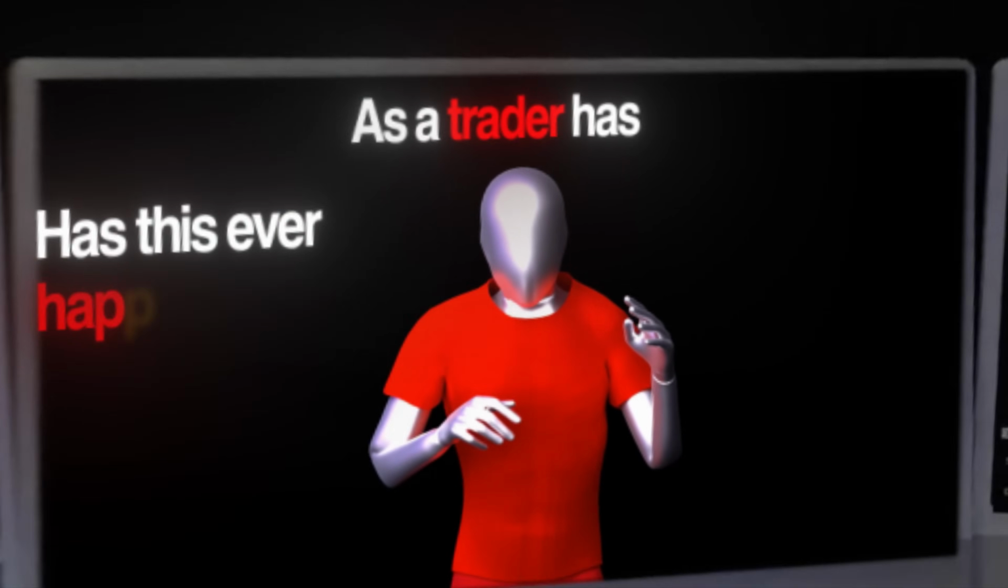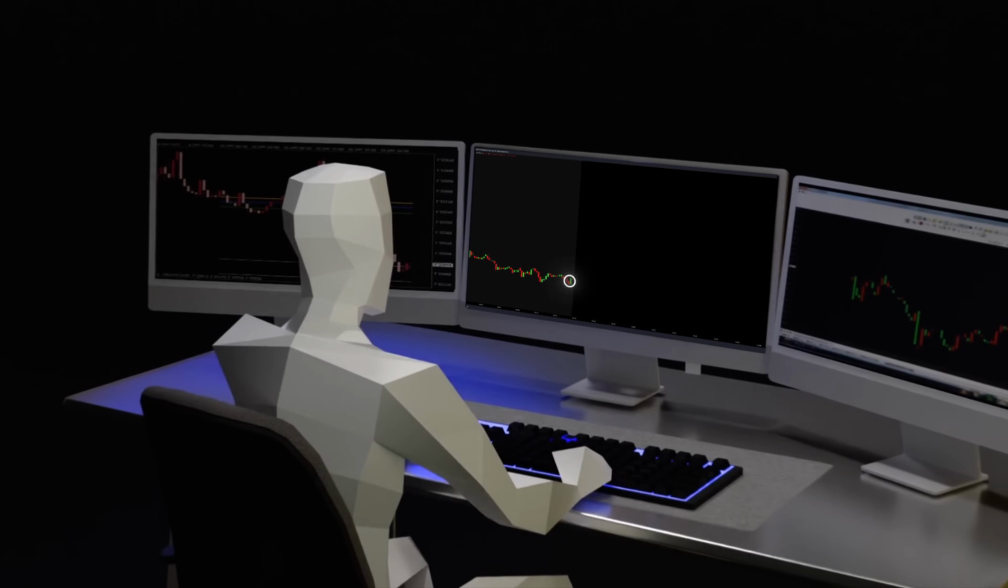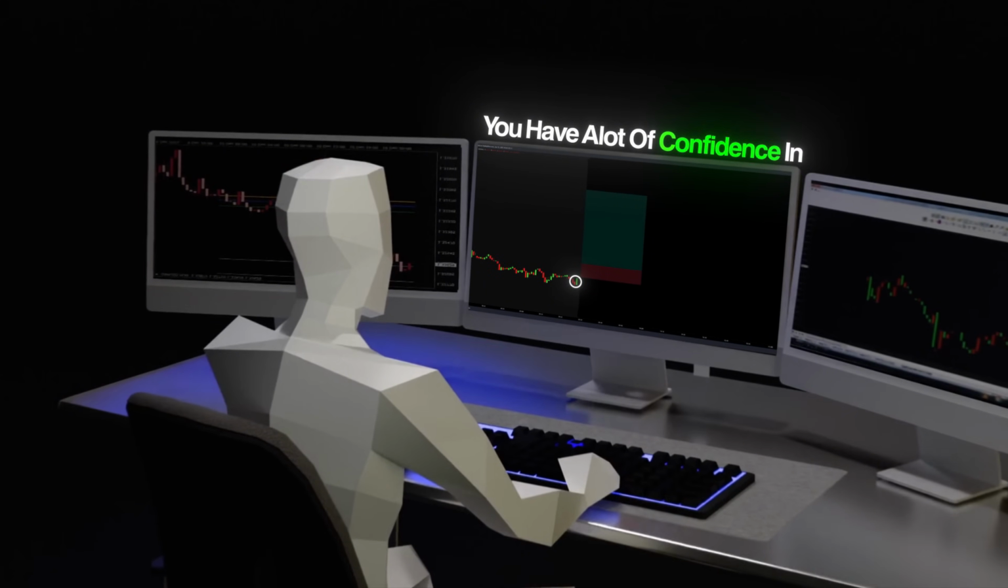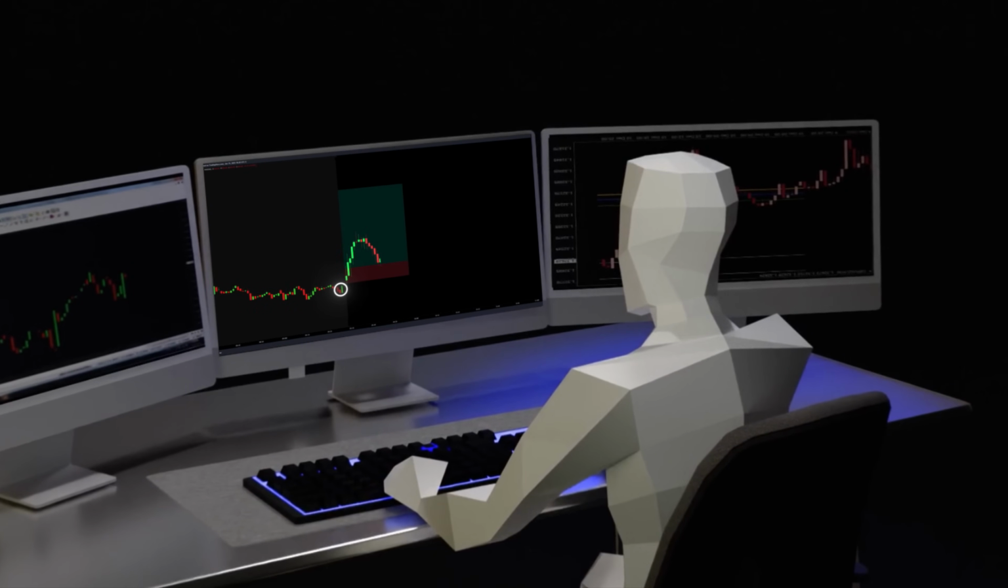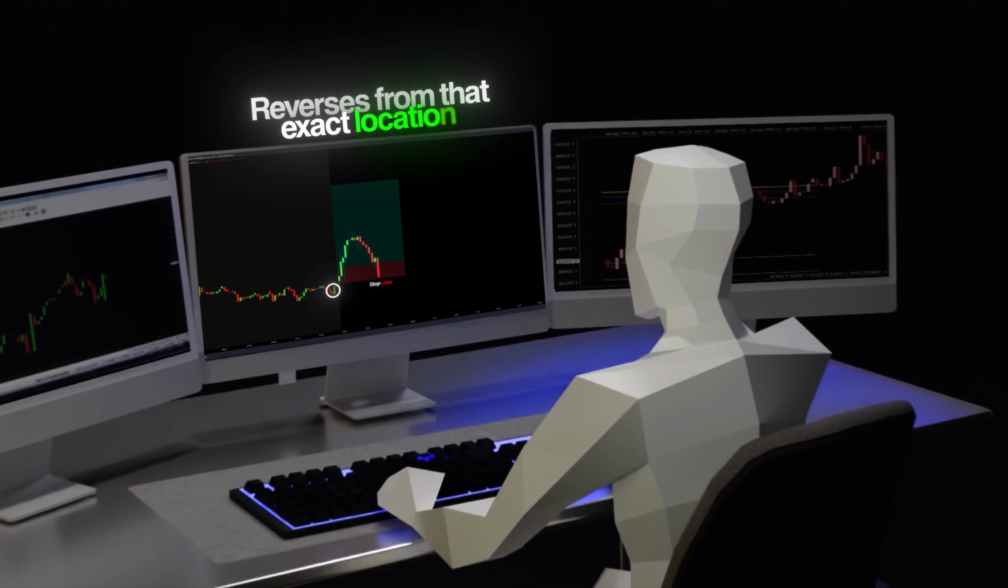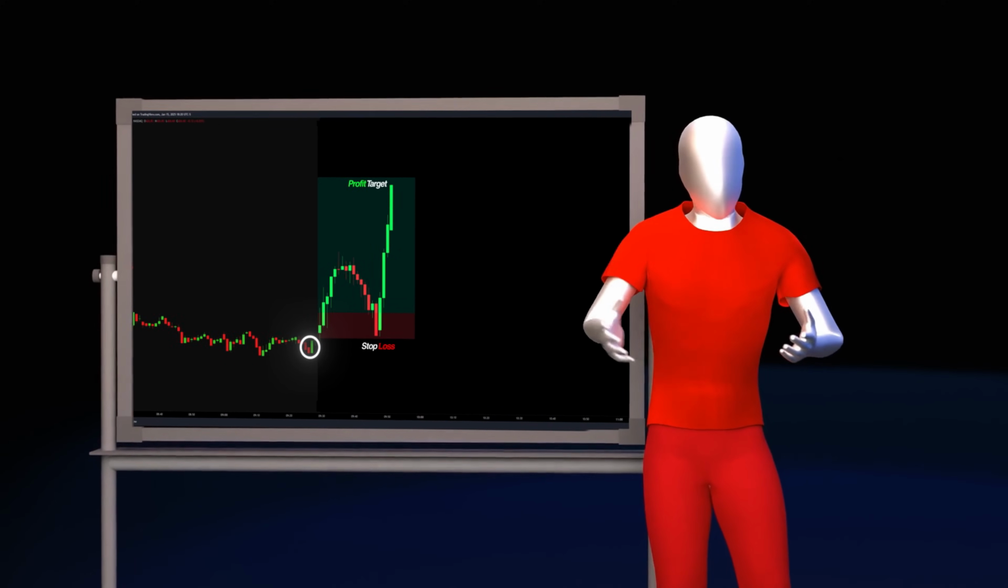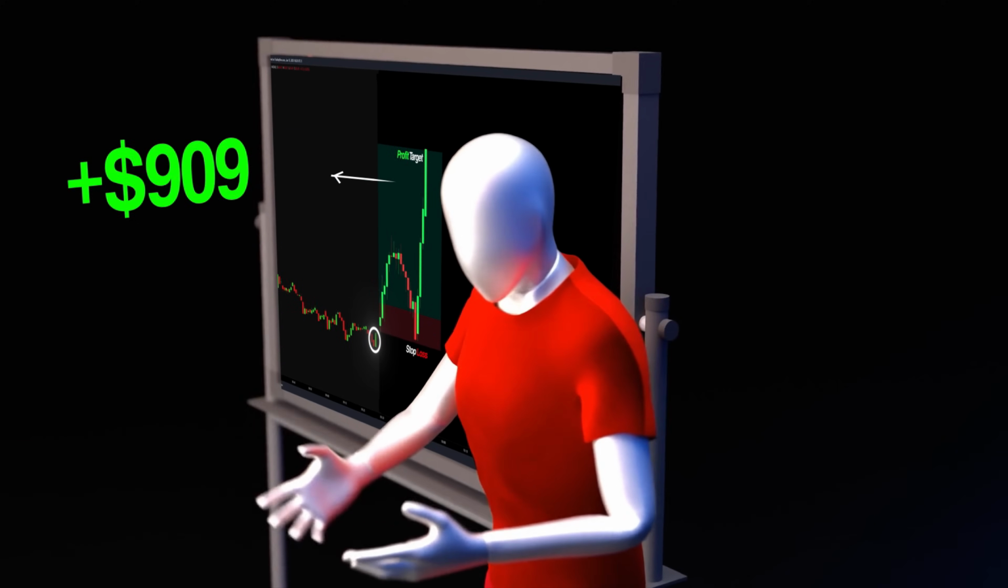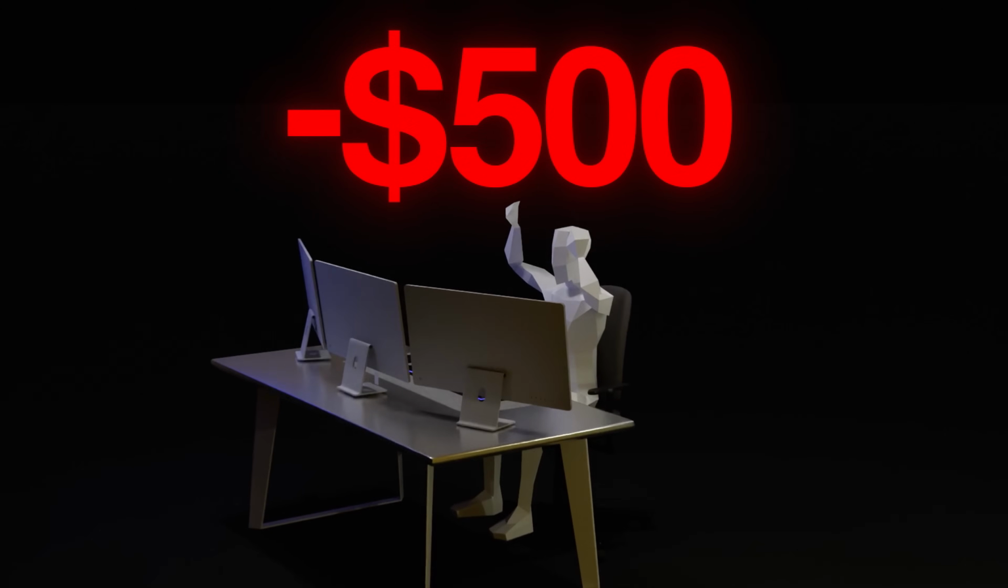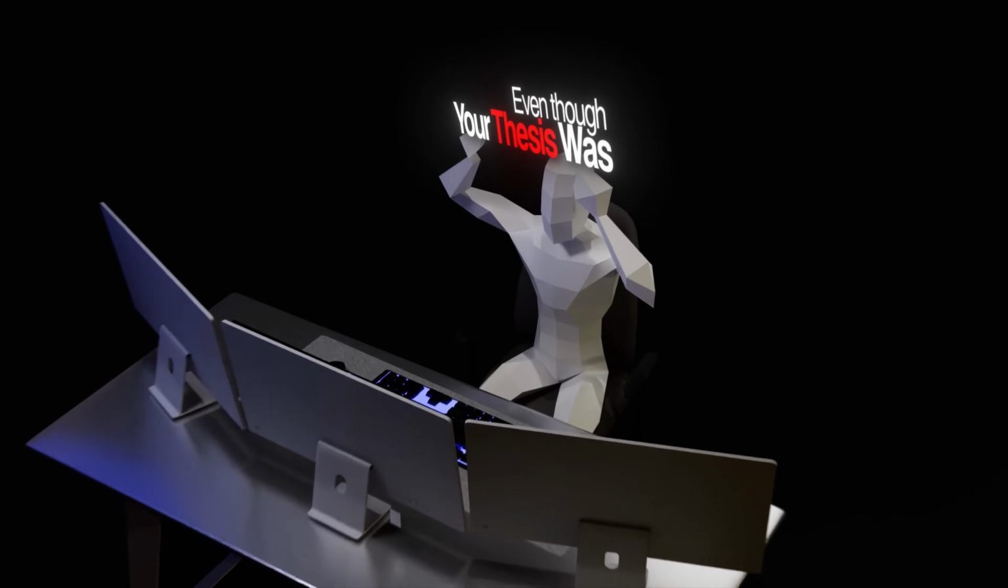As a trader, has this ever happened to you? You enter a high probability trade that you have a lot of confidence in, the trade starts working, but then it hits your stop loss, reverses from that exact location, and then hits your profit target. So now where you would have made $1,000 on this trade, you lost $500 even though your thesis was correct.